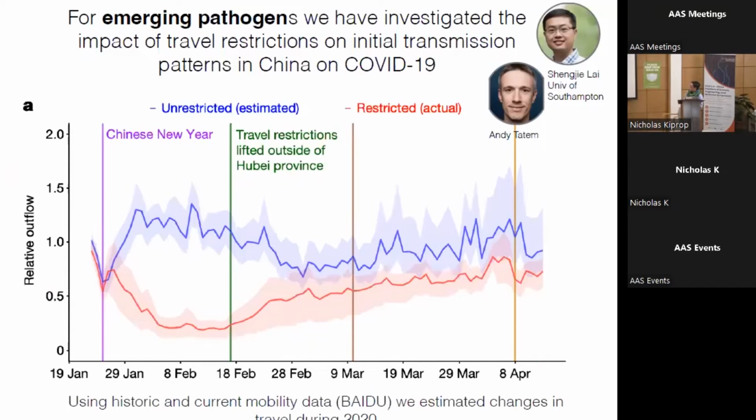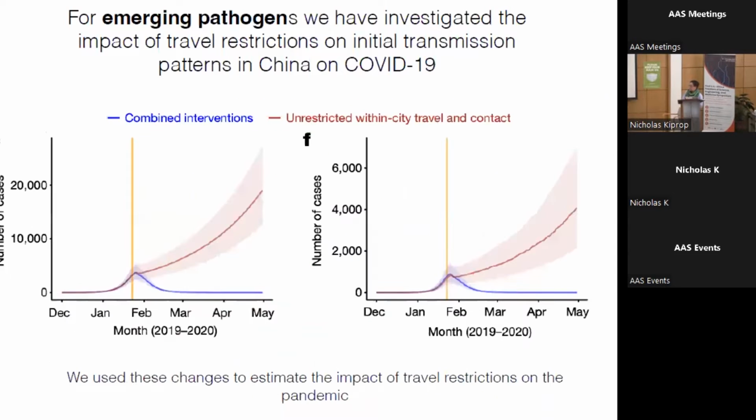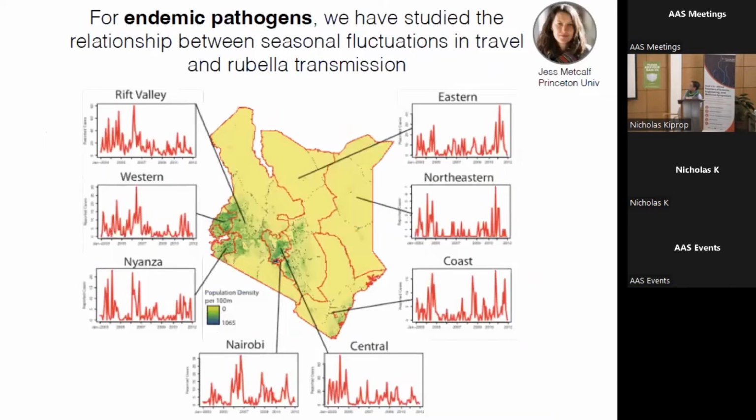This is work that was done at the beginning of the pandemic with Lai and Andy Tatem, who are both at the University of Southampton, where we used data from Baidu to look at changes in mobility to try to look at the impact of different types of interventions, and then show if you add in different kinds of interventions, what would be the impact on the number of cases.